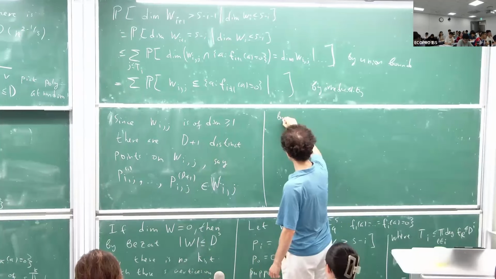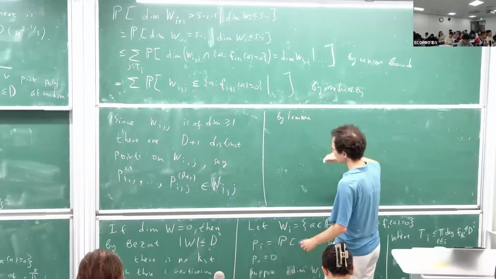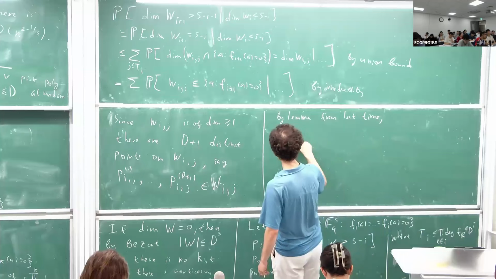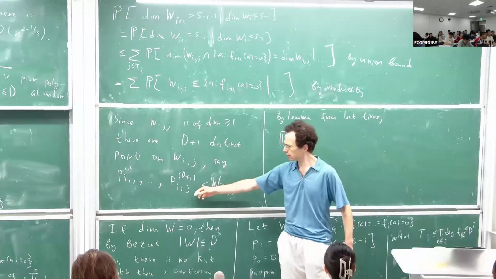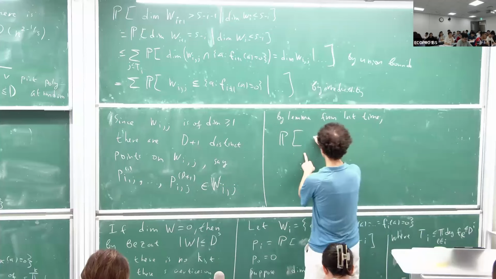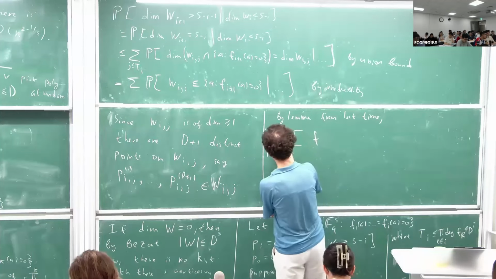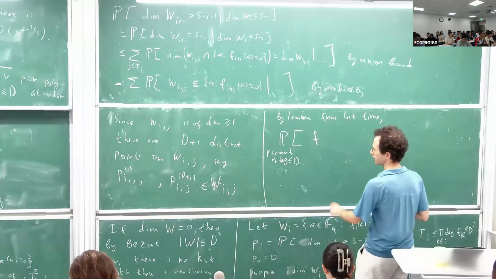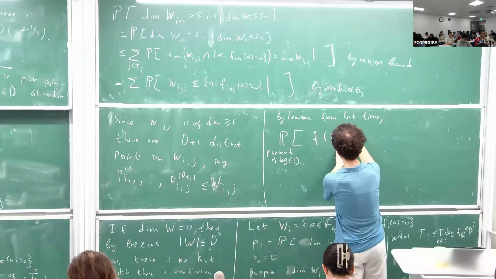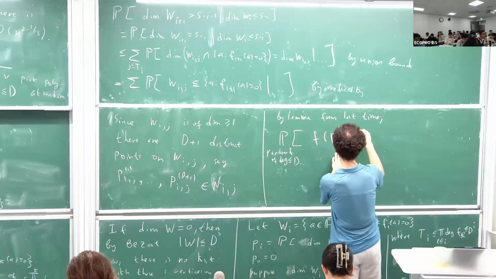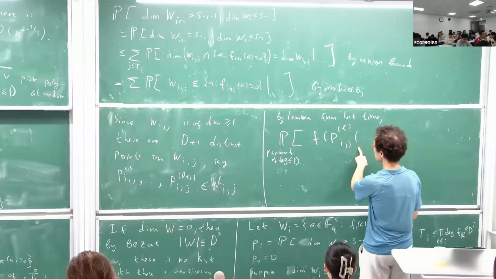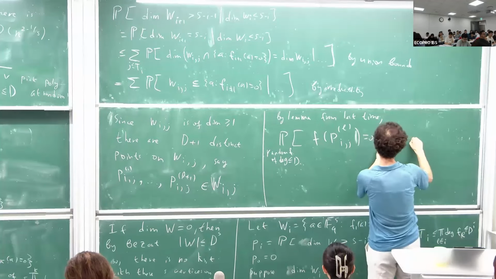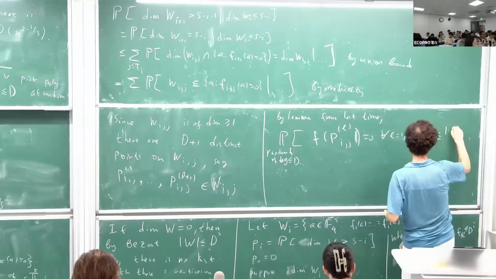And by the lemma, which we proved in the last lecture, the probability that a random polynomial vanishes at a bunch of distinct points, the probability that a random f of degree d is equal to 0 at all of these points, is at most 1 over q to the power d.